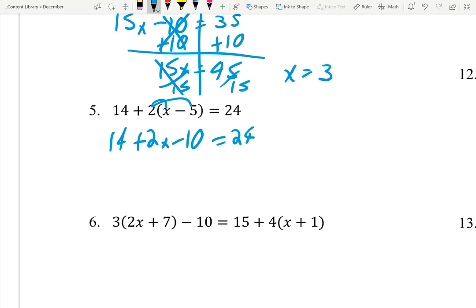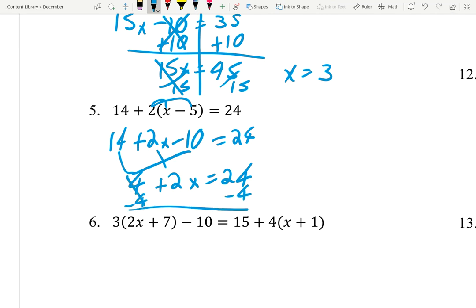equals 24, still here. Now that I've done that distributing, now I can go ahead and combine this 14, not with the 2, but with the 10. 14 minus 10 is 4. I'll bring this 2x down for now, plus 2x equals 24. Again, a regular equation to solve. So subtract 4 to cancel that out. Ends up with 2x equal to 20. And then when, of course, you divide by 2, we end up with x equal to 10 as our answer.